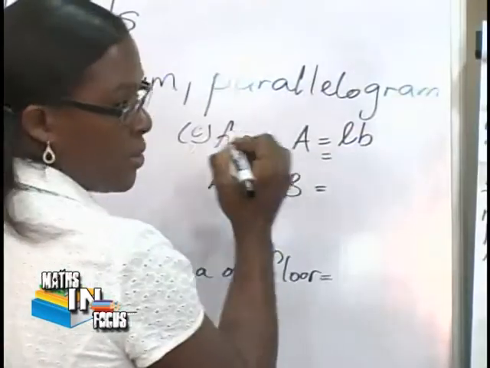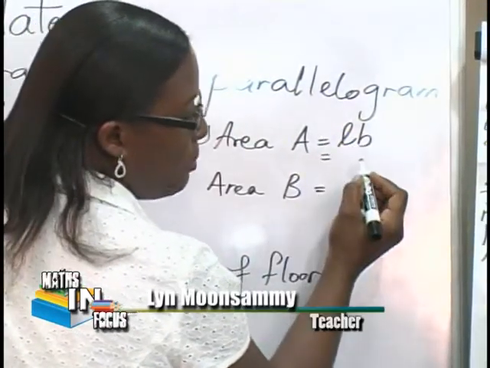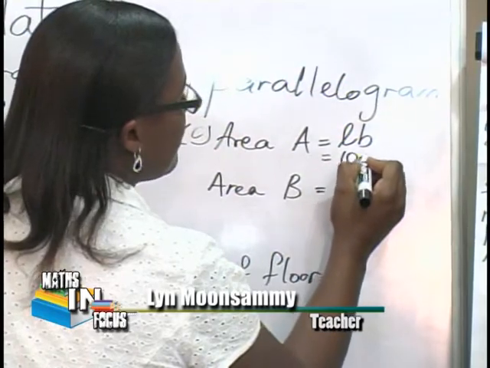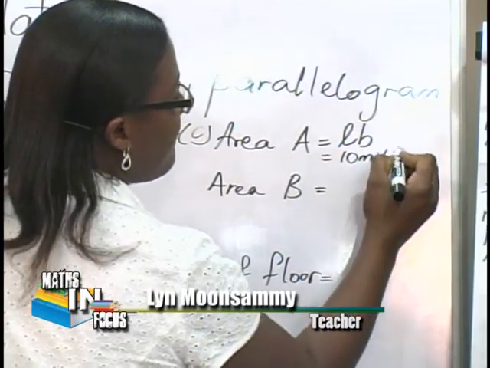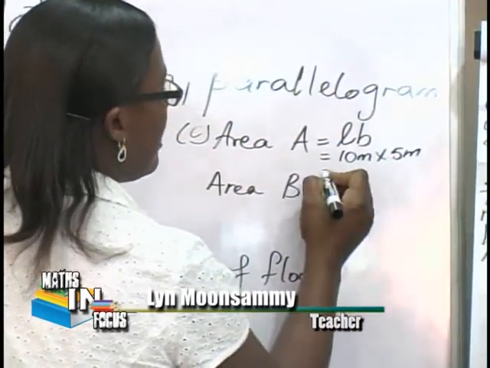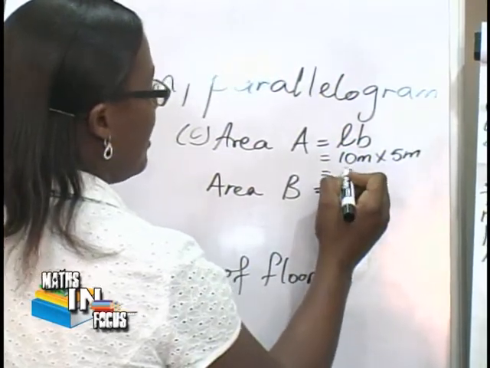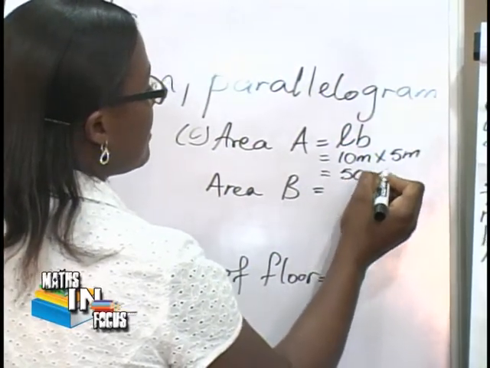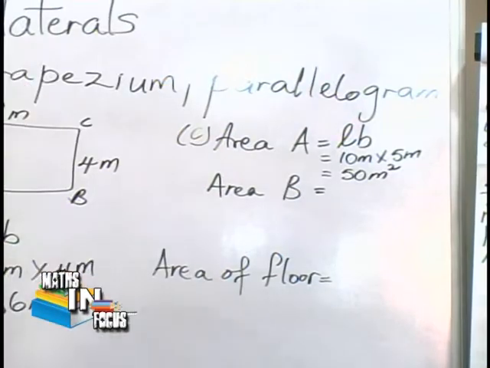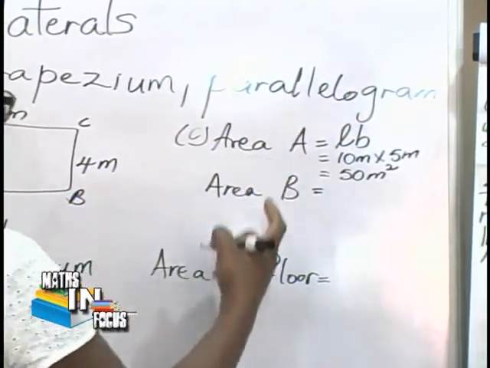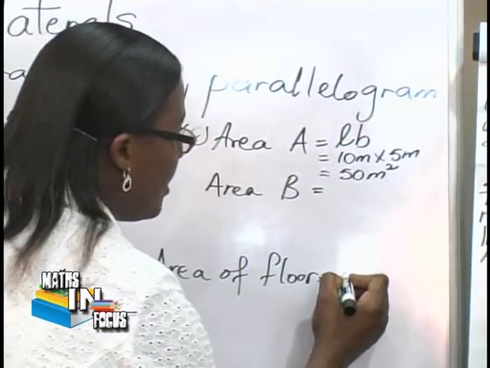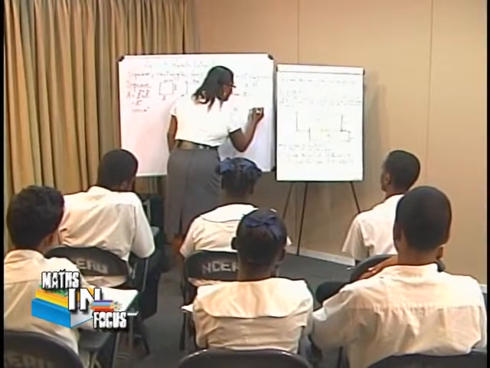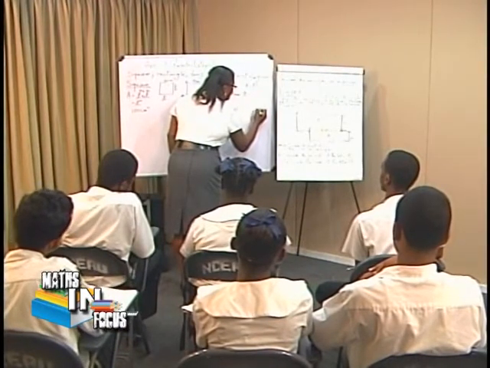So the first thing you're supposed to state is your formula: the length by the breadth. We substitute second. The length would be 10 meters by 5 meters. And the product of 10 and 5 would be 50 meters squared. So we bring down our 50. The area of the floor would be the area of A plus B. So here we have 50.